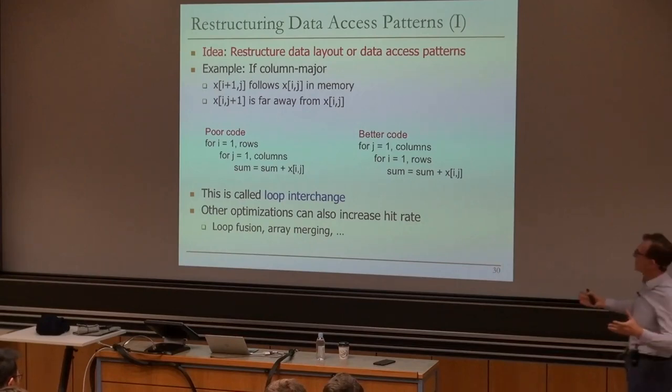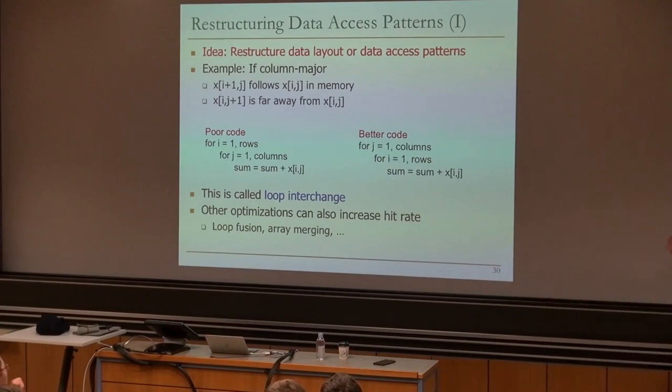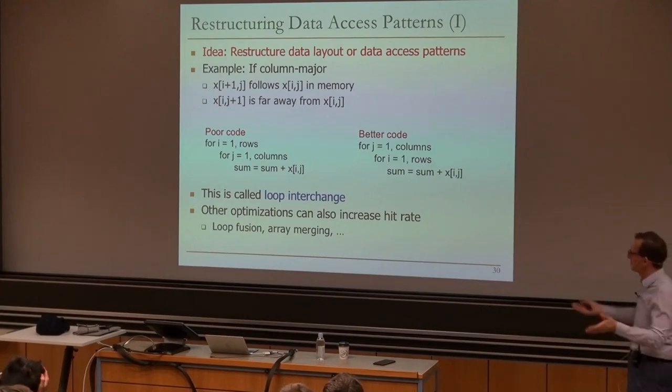Of course, this requires analysis of the code. It may not be as simple as this. Usually, matrix code is simple, so these things are relatively easier to do if you know the array bounds, for example, the array sizes. Now, this may not make sense to do if you have a very small matrix, because everything is going to be in the cache anyway, so it may not be worthwhile.